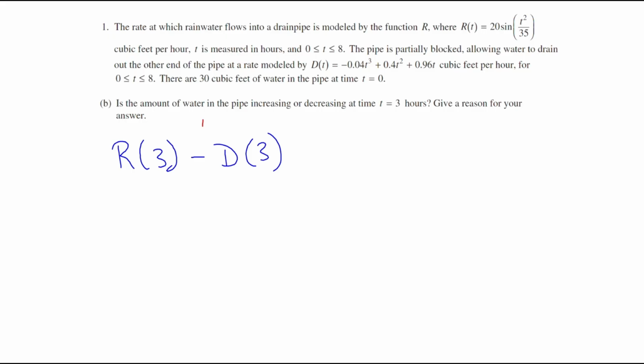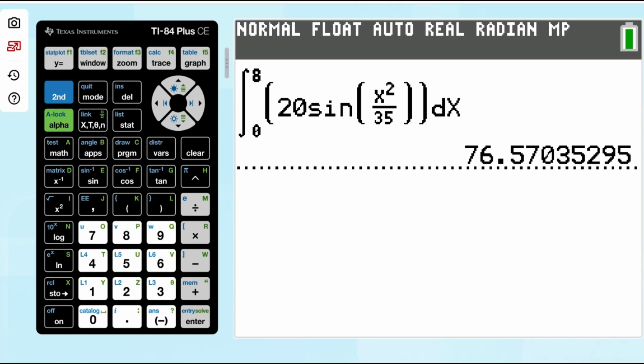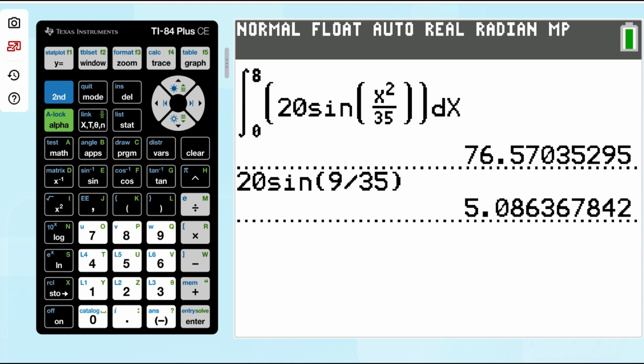They give you 1 point just for setting that up, considering those values. And so now we'll just evaluate this on our calculator. R was 20 times the sine of t squared over 35. So if we're doing this at 3, that'll be 3 squared, or 9 over 35. And then we can get that value.